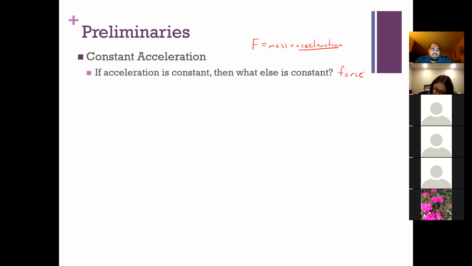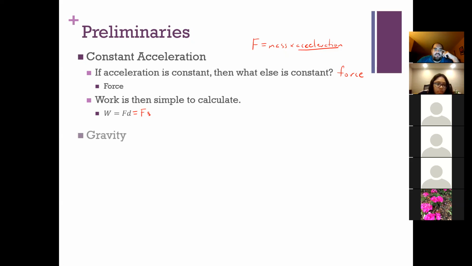So this is going to be kind of our simple case here, where if our force is constant, then calculating the work is going to be really, really simple. So like I said, work is equal to force times displacement. You'll see displacement sometimes represented as S, but really force times displacement is going to give you the work. And really that's going to always be true. It's just that when the force is constant, the calculation is really simple.